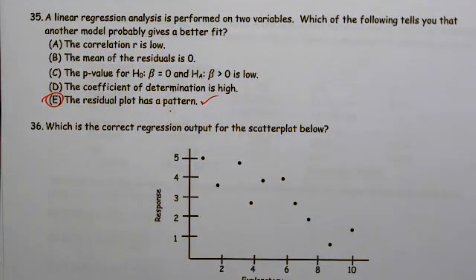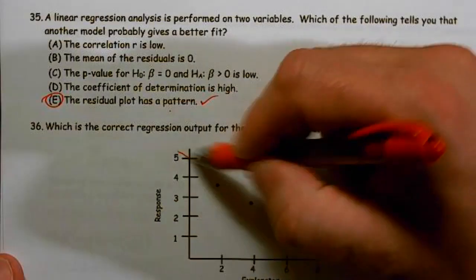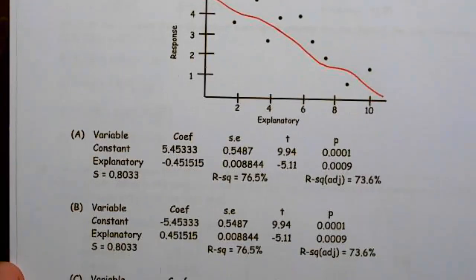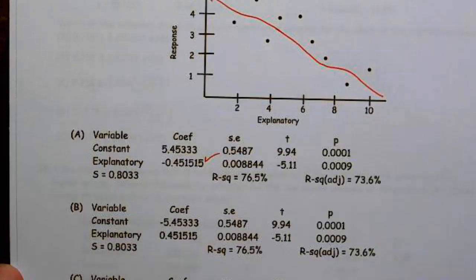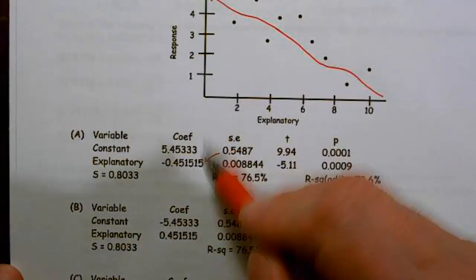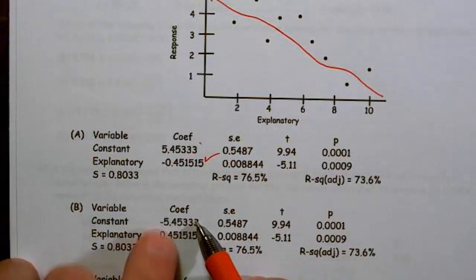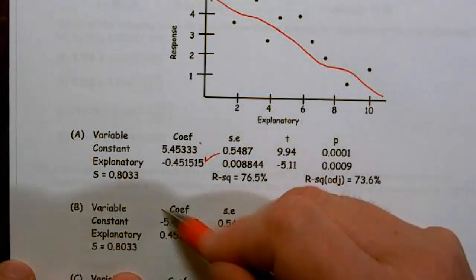All right, number 36. This is a challenging problem actually. Which is the correct regression output for the scatter plot below? First off, we have a negative slope and we have a constant. We're going to have a negative slope, so we need to make sure that our slopes are negative. Well, this one has a negative slope and it's starting at 5. That looks good. This one is starting at a y-intercept of -5. That's wrong.